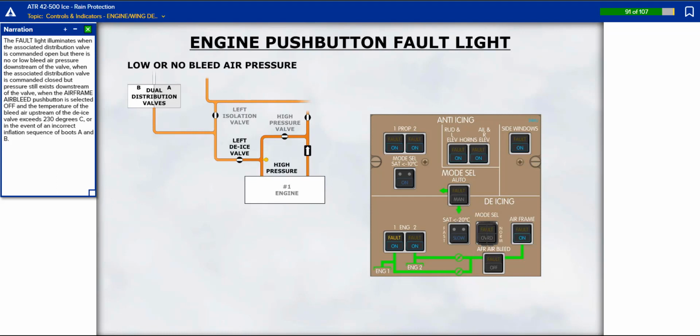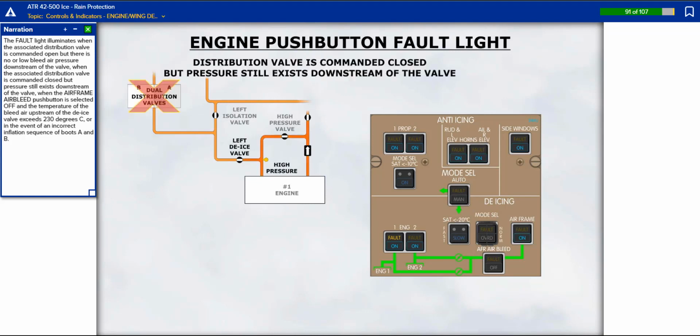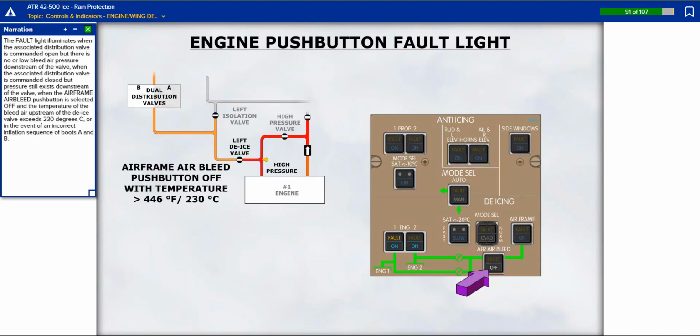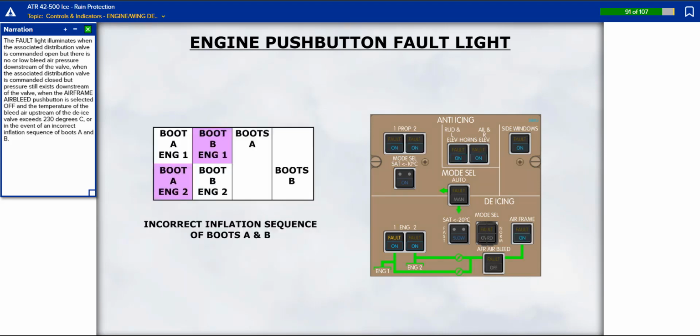The fault light illuminates when the associated distribution valve is commanded open, but there is no or low bleed air pressure downstream of the valve, when the associated distribution valve is commanded closed, but pressure still exists downstream of the valve, when the airframe air bleed push button is selected off, and the temperature of the bleed air upstream of the de-ice valve exceeds 230 degrees Celsius, or in the event of an incorrect inflation sequence of boots A and B.